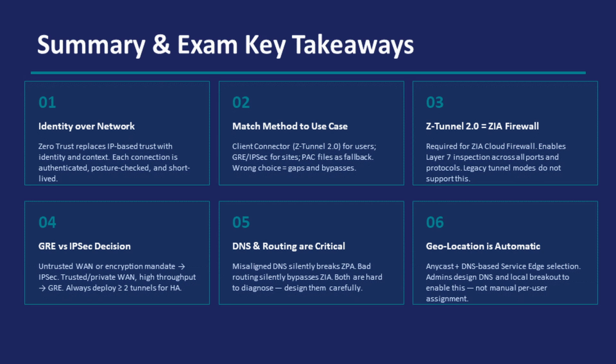The fourth takeaway is the GRE versus IPsec decision framework. Start with trust. Untrusted public internet path means IPsec. Trusted private one means GRE may be sufficient. Then check compliance. If your framework mandates encryption, use IPsec regardless of the network trust level. For very high bandwidth data center links on trusted paths, GRE's lower overhead is an advantage. And regardless of which you choose, always deploy at least 2 tunnels per location to different service edges, with proper keepalives or dead peer detection for rapid failover.